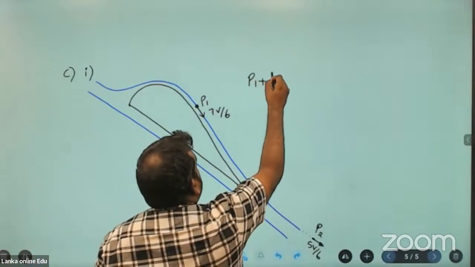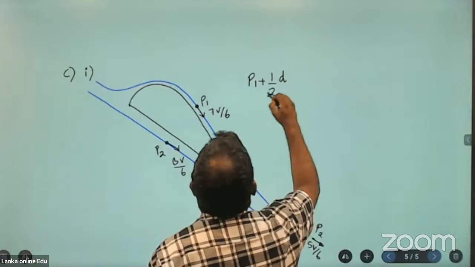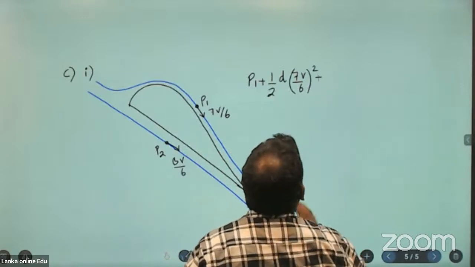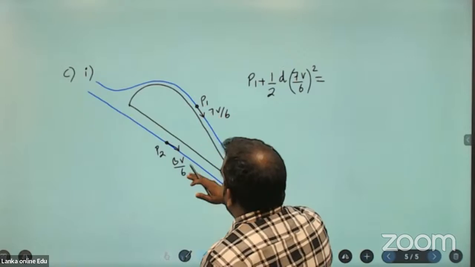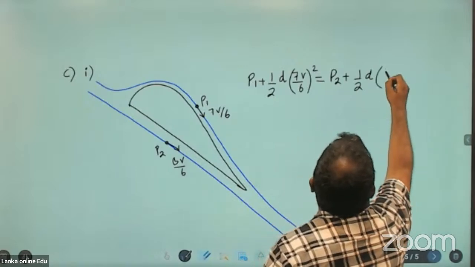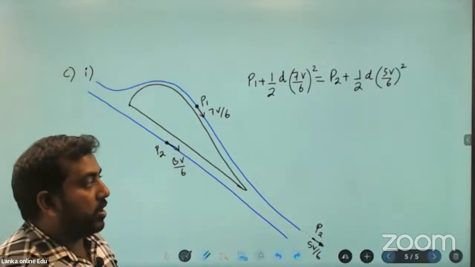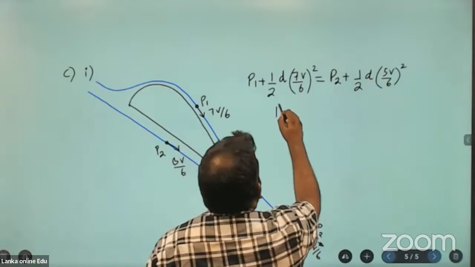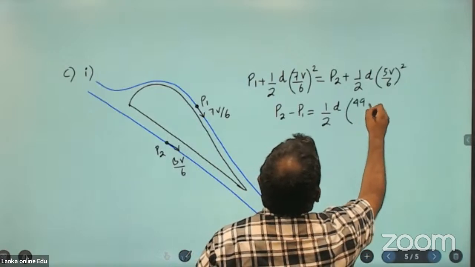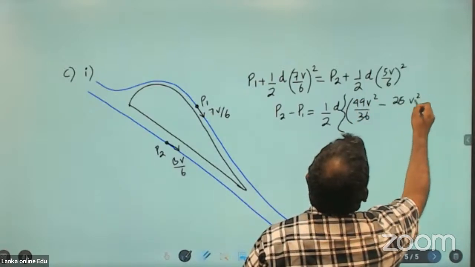Apply Bernoulli: P1 plus half density D of air times velocity 7V over 6 squared, height difference negligible, equals pressure P2 plus half D times 5V over 6 squared. The larger the velocity, the lower the pressure; the lower the velocity, the higher the pressure. So from here we can say P2 minus P1 is half D times 49 V squared over 36 minus 25 V squared over 36.